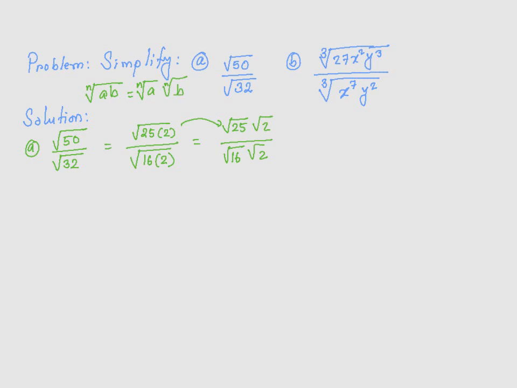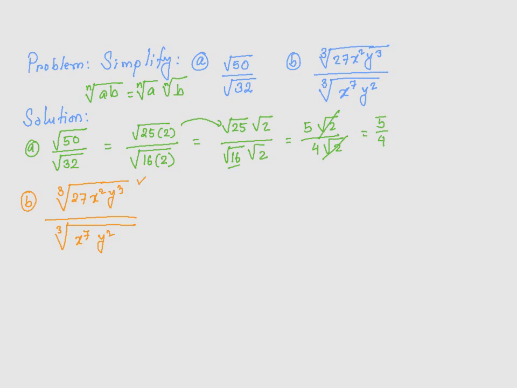That's what it is. Now the square root of 25 is 5, times the square root of 2. The square root of 16 is 4, times the square root of 2. The square root of 2 cancels out, and that gives you 5 over 4. Now let's do part B.